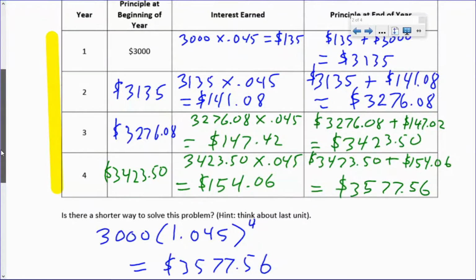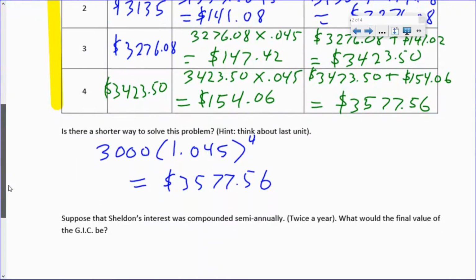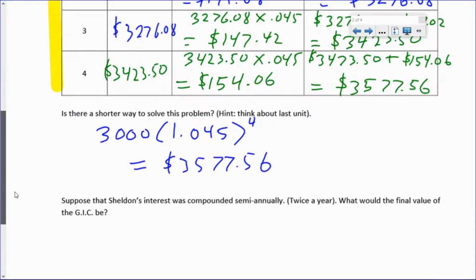So in this example, Sheldon's interest started collecting interest at the end of every year. However, why does he have to wait a year to get his interest? Imagine at the end of every 6 months, the interest was added to the principal and it collected interest. In fact, we really would like interest to be added or calculated as soon as possible so that it can start collecting interest as well. Every 6 months is called semi-annually, or twice a year.